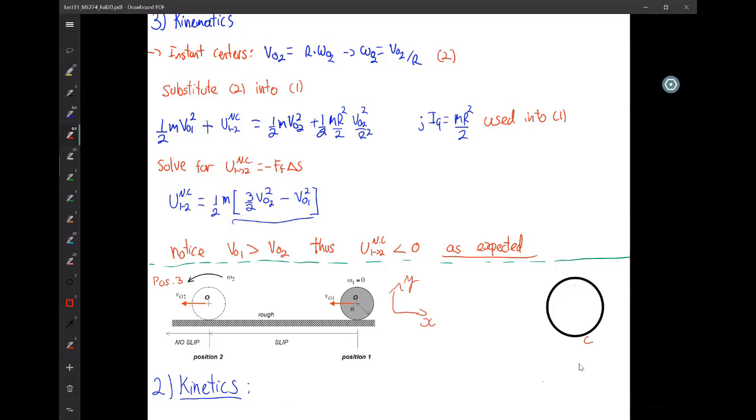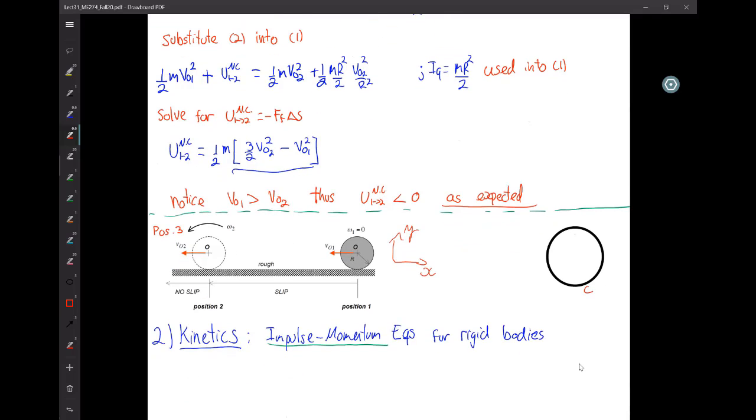Work energy. That's a sensible choice, right? And probably you can do it with work energy. But in fact, it's interesting to look at it from the angular impulse momentum point of view. So let's do that.